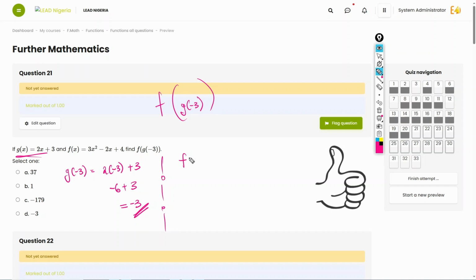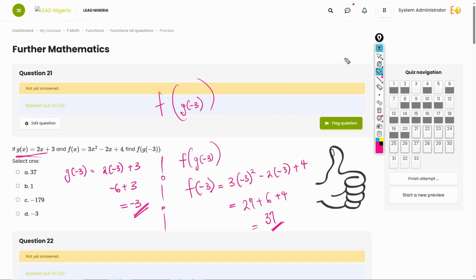And so f of g of minus 3 just means f of minus 3. So let's do that. That will be 3 times minus 3 squared minus 2 times minus 3 plus 4. Okay, minus 3 squared is 9. 9 times 3 is 27, plus 6 plus 4. So that should give me 37, positive 37. So the correct option is option A.